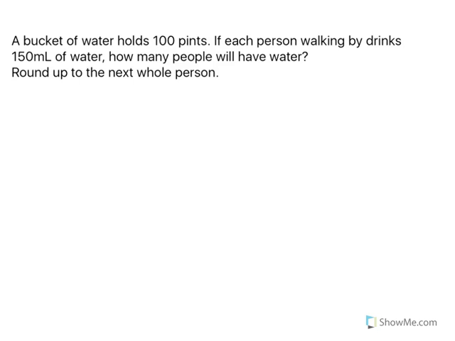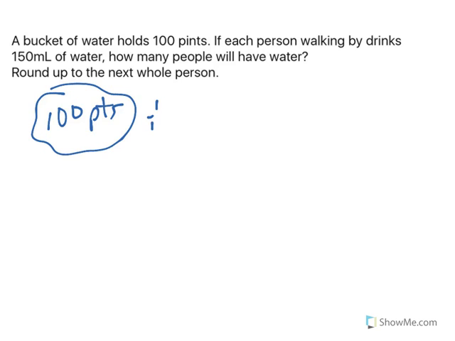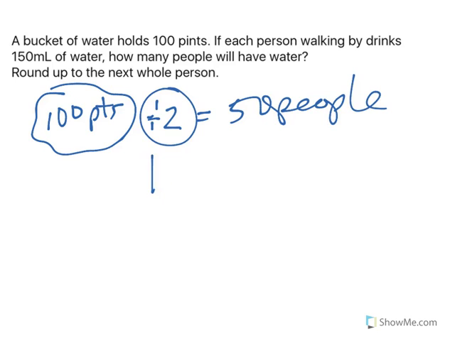Now, before we really get into the math behind this, let's think about what this problem is asking. We've got all this water, and it's 100 pints, and we're going to divvy it up to people. Forget that it's a different label for it now. If everybody was drinking 2 pints, we'd take this 100 and divide it by the 2 pints everybody's drinking, and 50 people would get water. That's the concept. So we're trying to figure out how many pints each person is drinking.